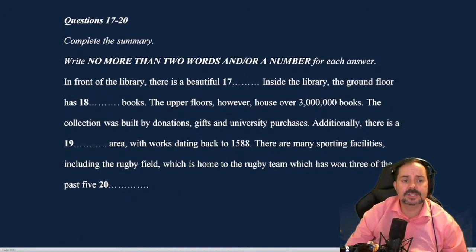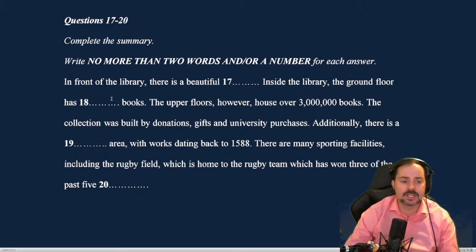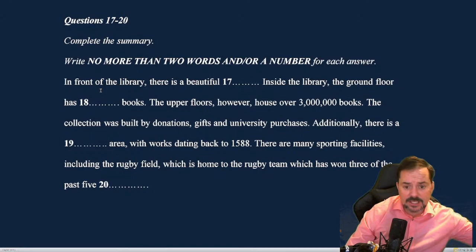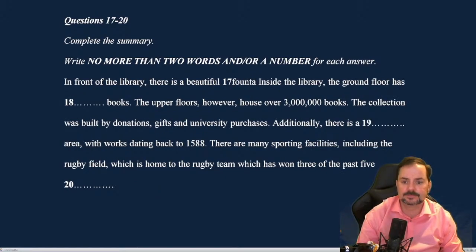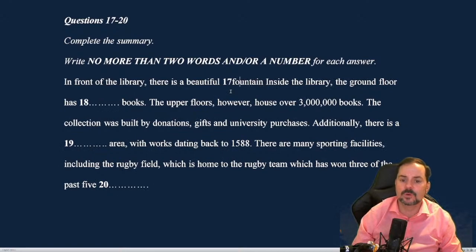Okay, 17 to 20, we had to complete the summary. Write no more than 2 words and or a number for each answer. In front of the library, there is a beautiful what? There's a beautiful what? Anjali says there's a beautiful fountain. Yeah, watch your spelling. Fountain is correct.